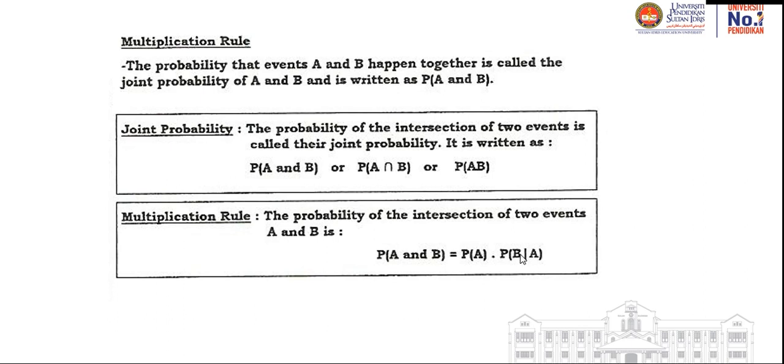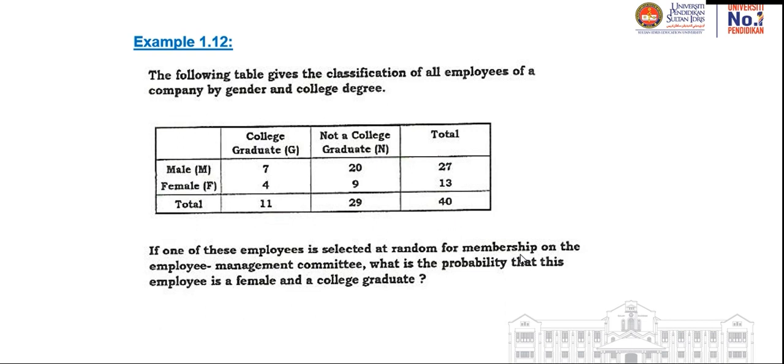Okay, this one you need to kind of memorize. Look at example 1.12. The following tables give the classification of all employees of a company by gender and college degree. Okay, this is a contingency table. We have male, female, college graduate, G, not a college graduate, N. If one of these employees is selected at random for membership on the employee management committee, what is the probability that this employee is a female and a college graduate?